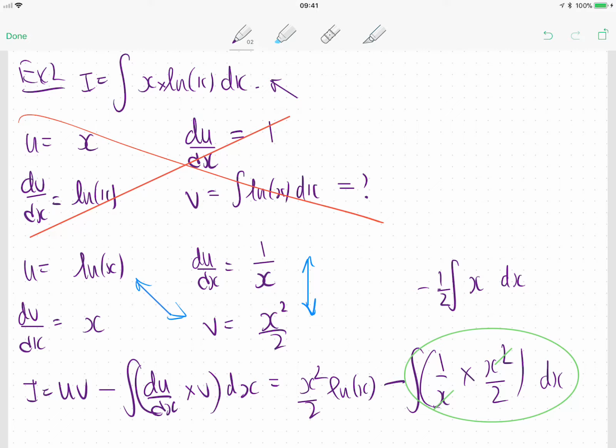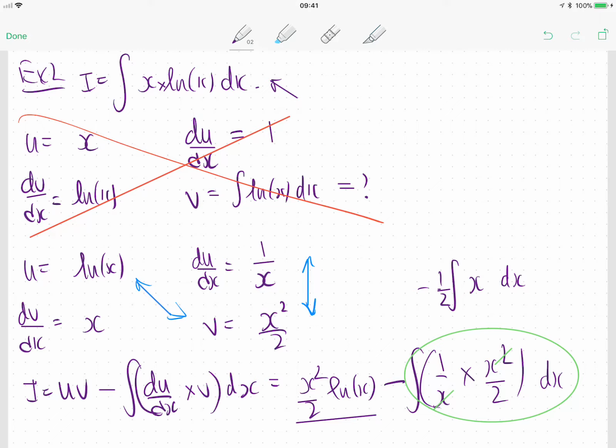Okay, so I'm not going to finish that off. I think I'm just trying to collect ideas. We can see the answer though. It's x squared over 2 log x, take away a half, and then do the integration, x squared over 2 plus c.